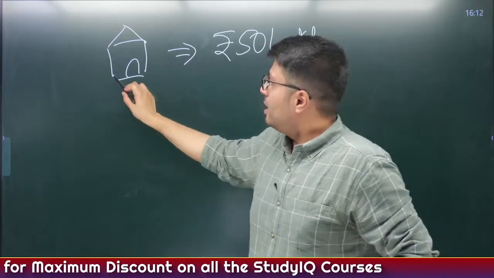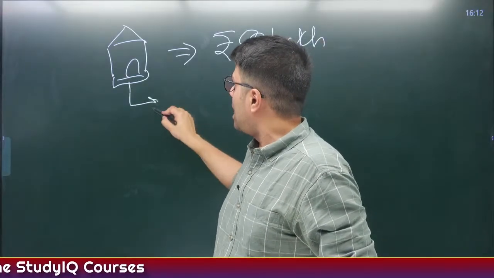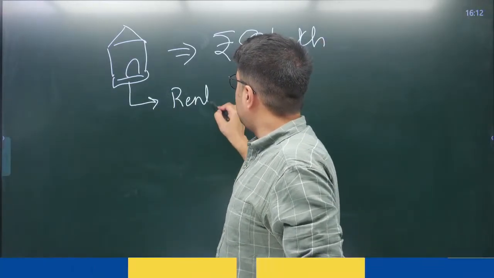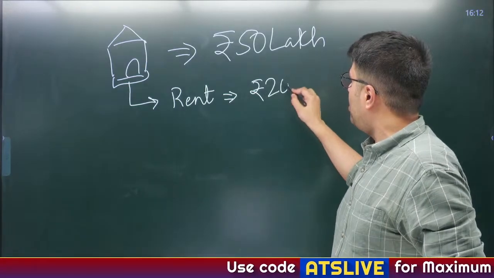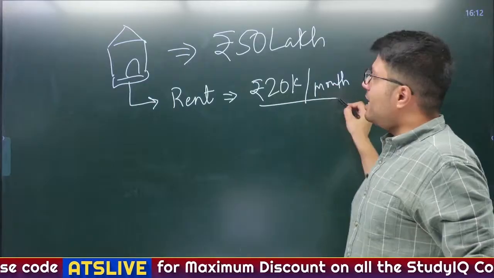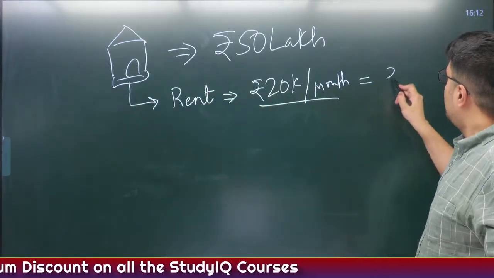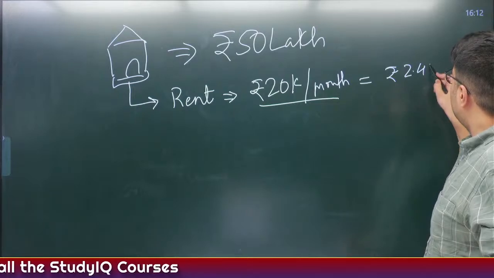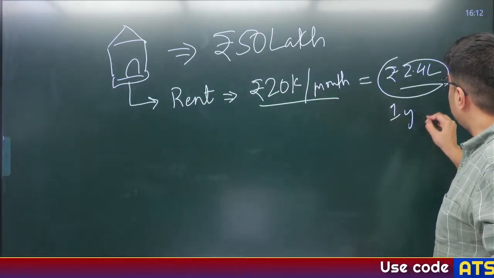Obviously, if you're not living in that house, the smarter thing for you to do is to put that house on rent. Suppose the rent you have fixed is 20,000 rupees per month. So in 1 year, how much money will you make out of renting your house? That is 2.4 lakh rupees. So this is your income for the last 1 year.